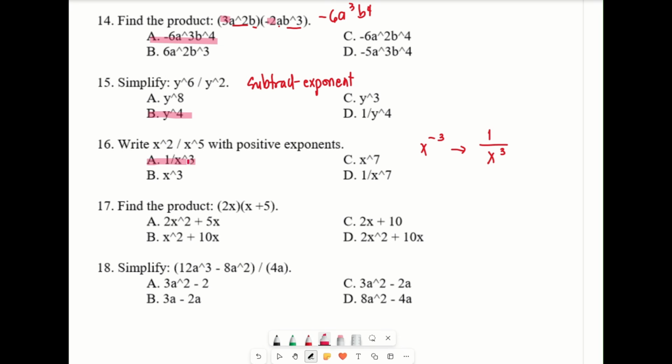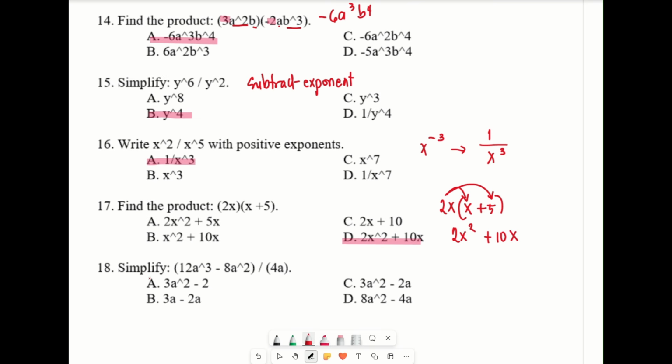Letter A. Find the product. Okay, so if we have monomial and binomial, so we got 2x times x plus 5. So just use distributive property. 2x squared, 2x times 5, that will be 10x. So 2x squared plus 10x.